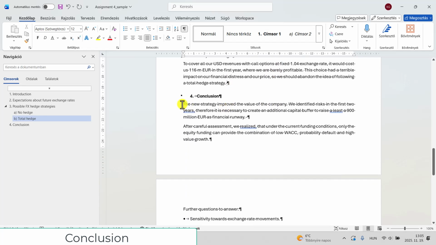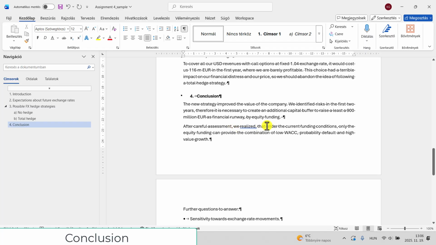So as a conclusion, the new strategy improved the value of the company. Yay! We identified the risk in the first 2 years, therefore it's necessary to create an additional capital buffer to raise at least 900 million euros as a financial runway. Yay! We did this. After careful assessment, we realized that under the following conditions, only equity funding can provide the combination of low VaR, low probability of default, and high value growth. So we should raise at least 900 million financial runway by new equity. Equity funding.